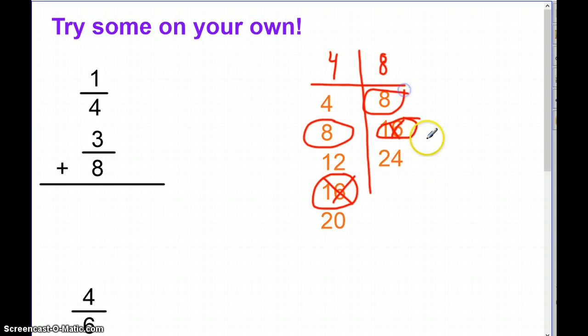See, even teachers make mistakes too. That's why I have you guys to check my work. 8 is the LCM, the smallest multiple they have in common. So, both of these need to be 8s.